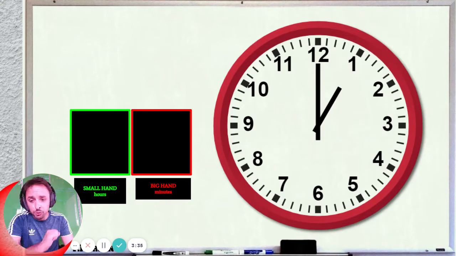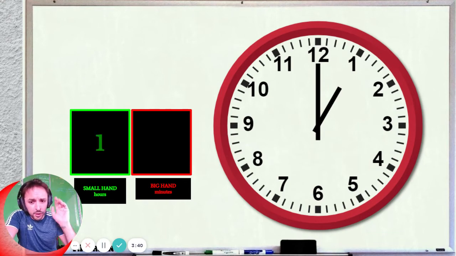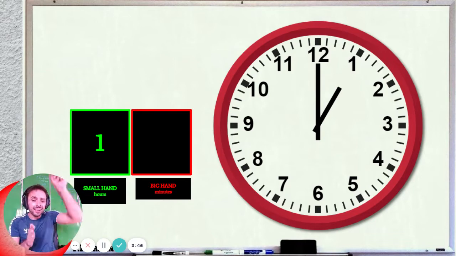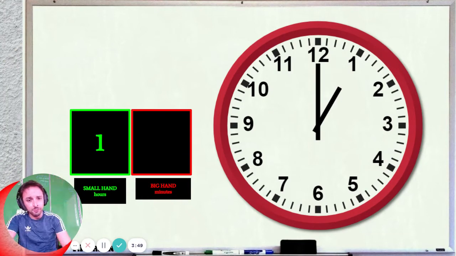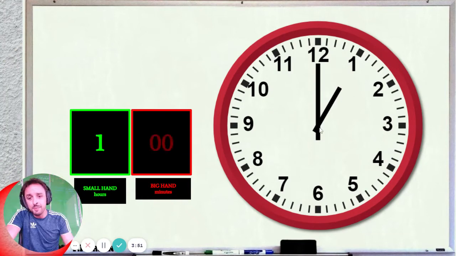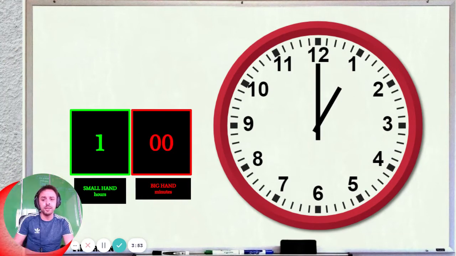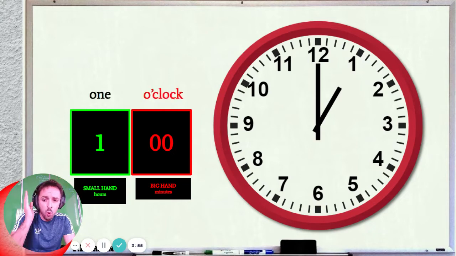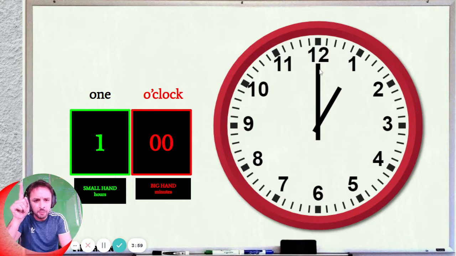Also remember this. What is the time? Small hand is pointing at 1, so that's 1. Big hand is pointing up at 12. If the big hand is pointing up at 12, then that is 0 minutes. And if it's 0 minutes, you say o'clock. Remember, if it's 0 minutes, big hand pointing up at 12, it's o'clock. It's just the hour and then o'clock.